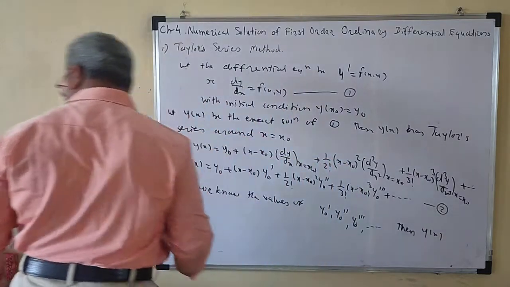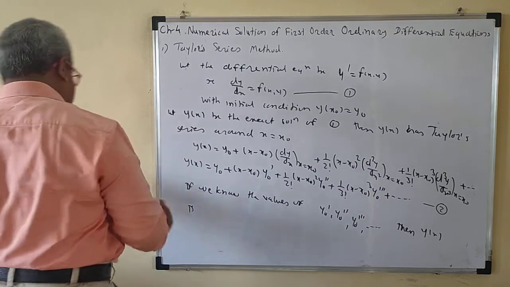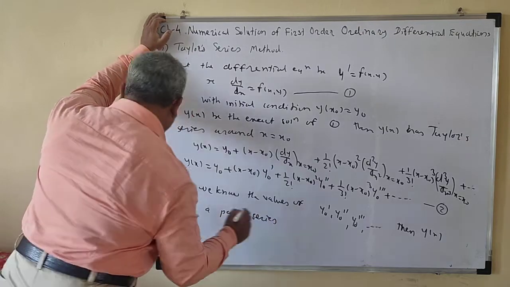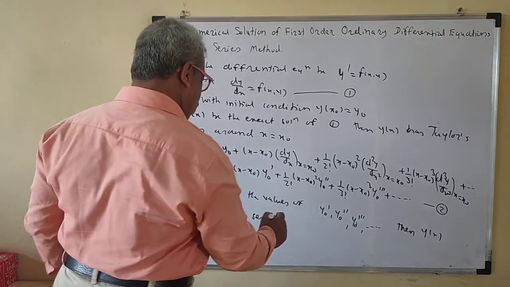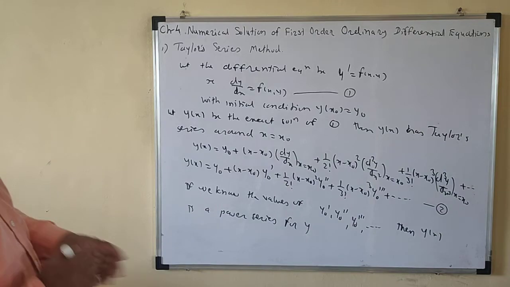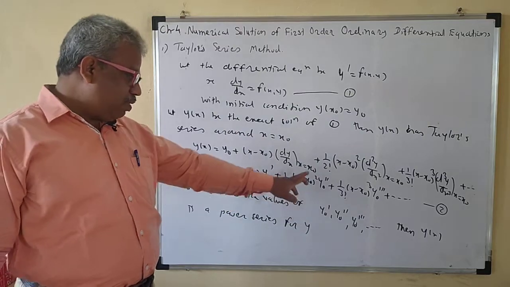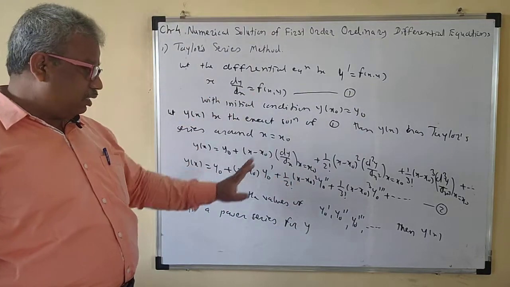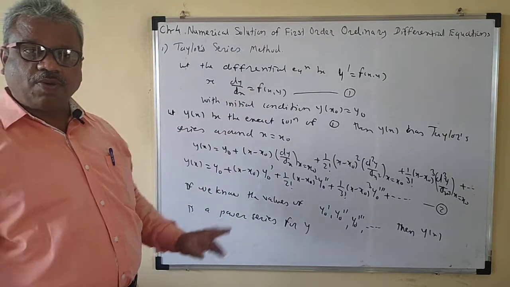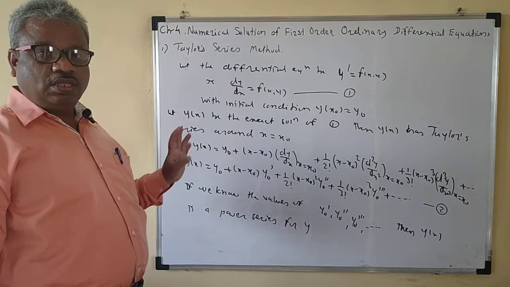Then y of x is a power series for y, and this will be the solution of the differential equation. You have to find y naught prime and y naught double prime with the help of the given condition, and put the values here. We'll get a power series of y of x. If you want to find y of 1.1, just replace x by 1.1 and so on. So you will get a solution of the differential equation.